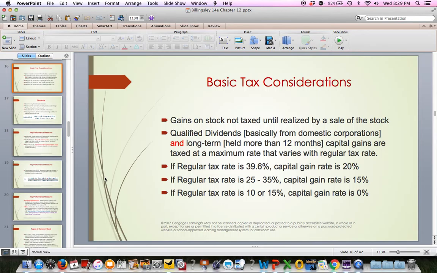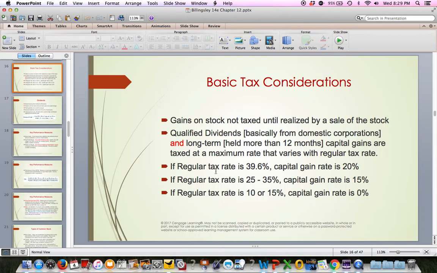There are tax consequences to many types of investments that you can make. Gains on a stock are not taxed until they're actually sold, so a stock can go up in value, but you would never pay the tax on that gain until you actually sell the stock and realize the cash. Dividends are taxed. It depends on what your tax bracket is for dividends.